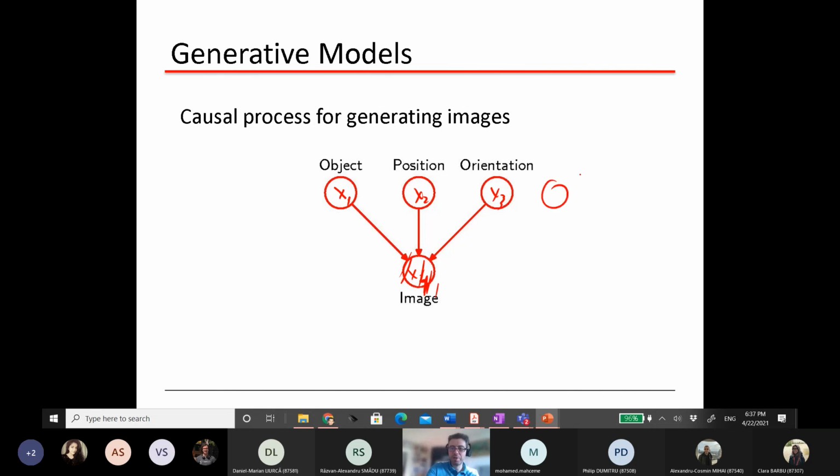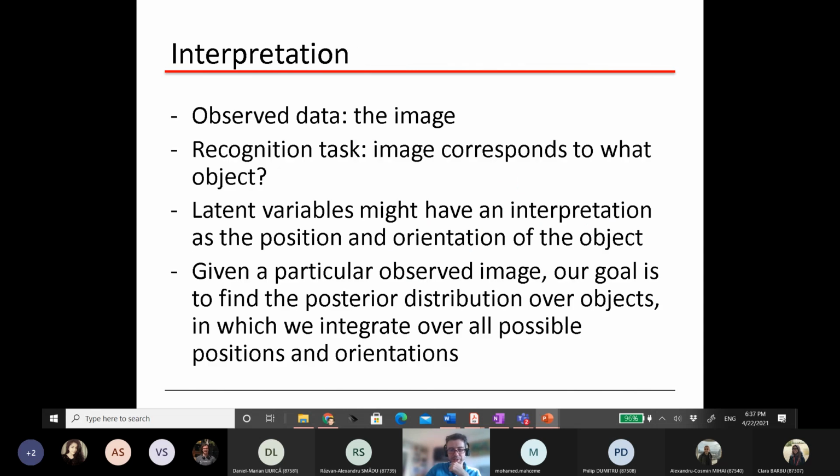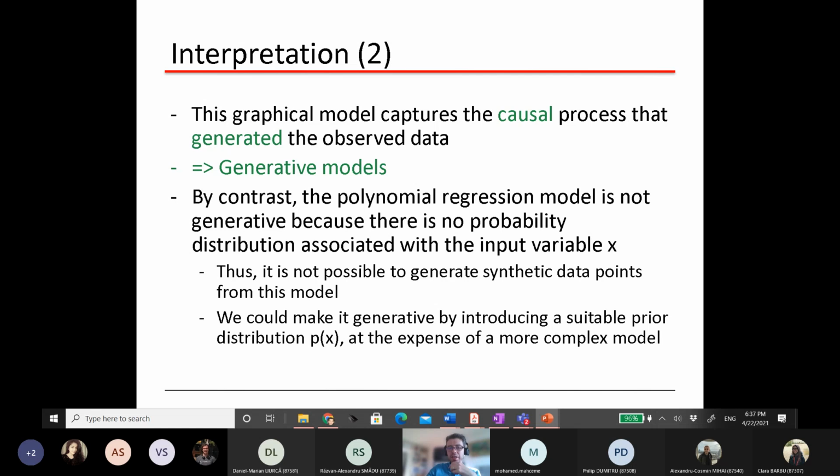This is not only, maybe, lighting condition, and more, maybe the specific type of cat and dog and so on. Cool. So now let's see how a generative model would work.